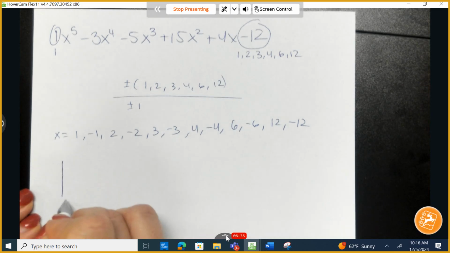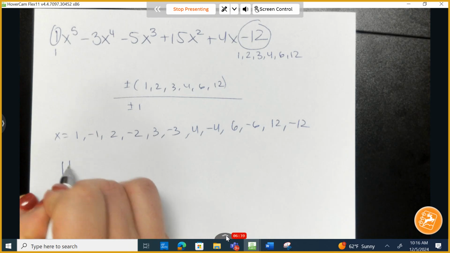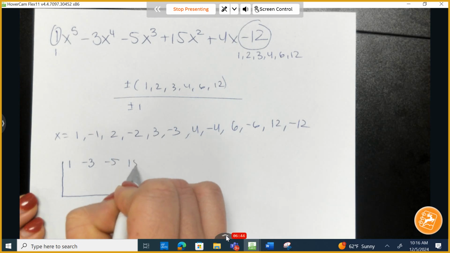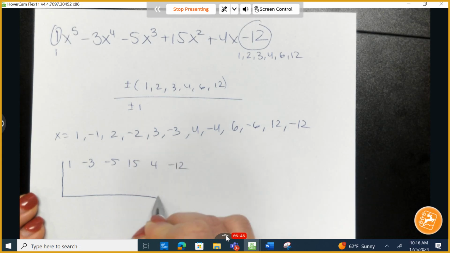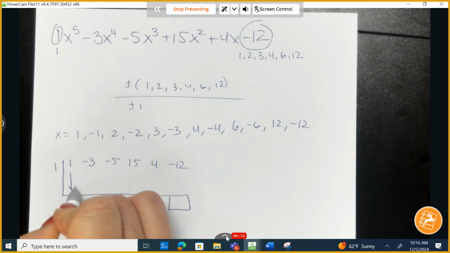I'm going to write a little bit smaller, hoping I can get them all in this paper. So the leading coefficient here is 1x to the 5th, negative 3x to the 4th, negative 5x to the 3rd. I'm putting these all down at this time. And I'm going to start by testing number 1. So I drop down the first number.